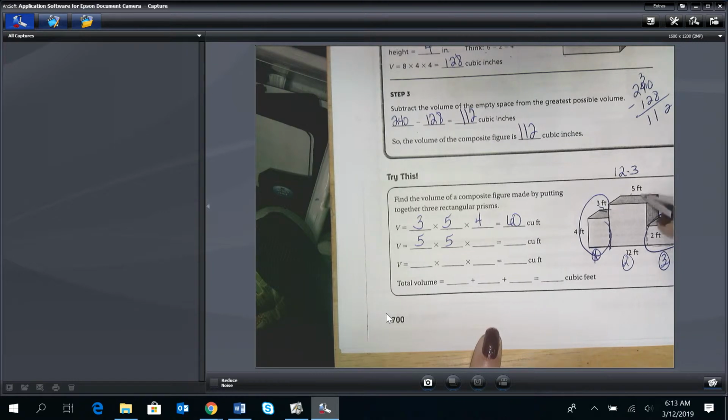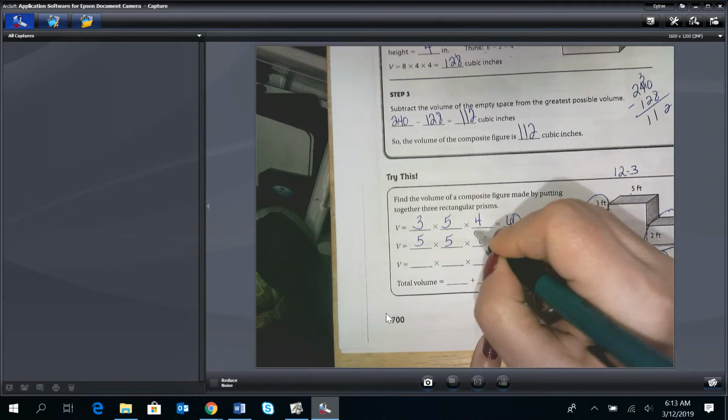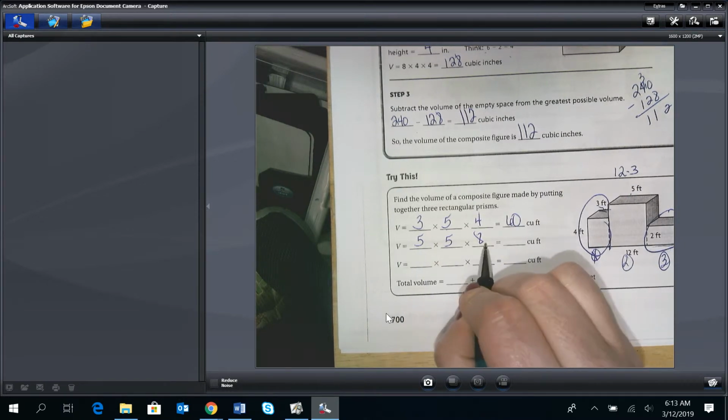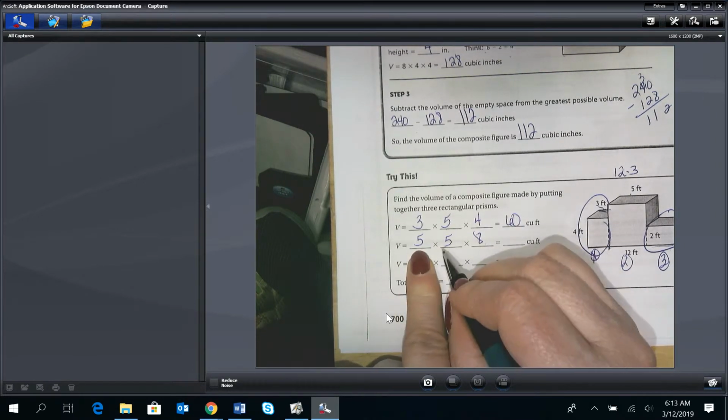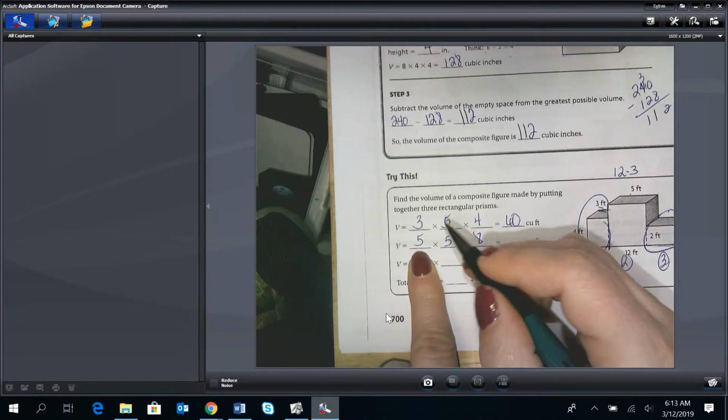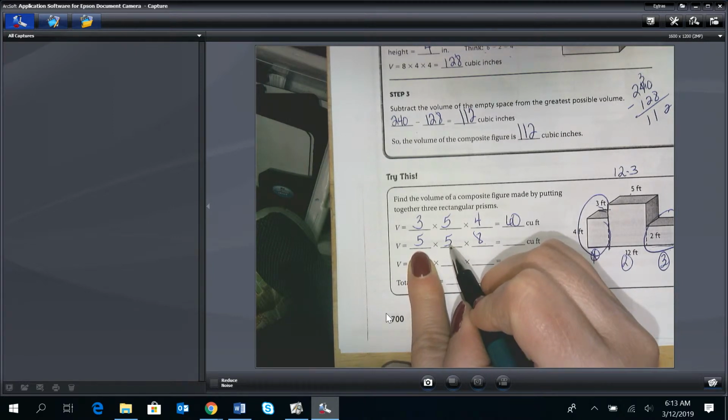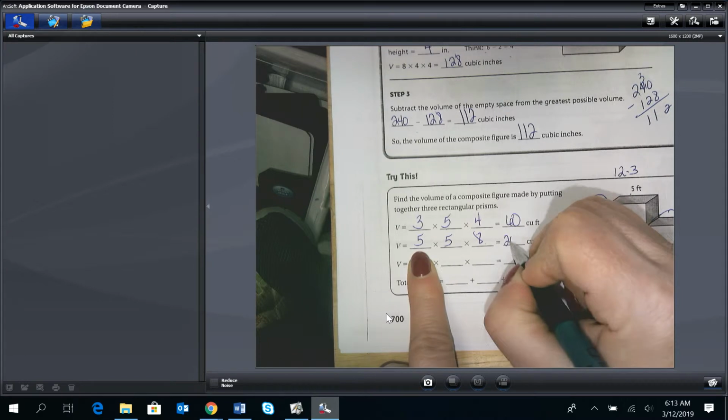Now my height, the total, I have to look way over here. From here to here, it says it's 8. So 40 times 5. I like to do the commutative property and find the easiest multiplying. 40 times 5 is 200.